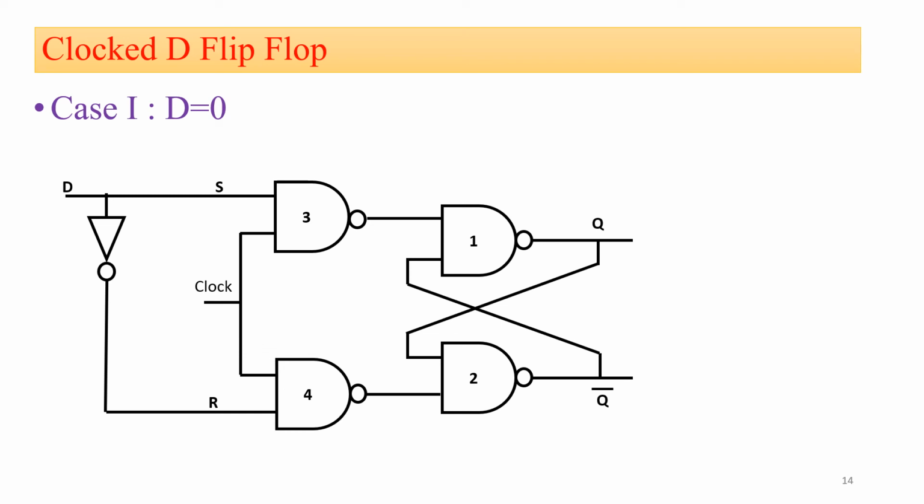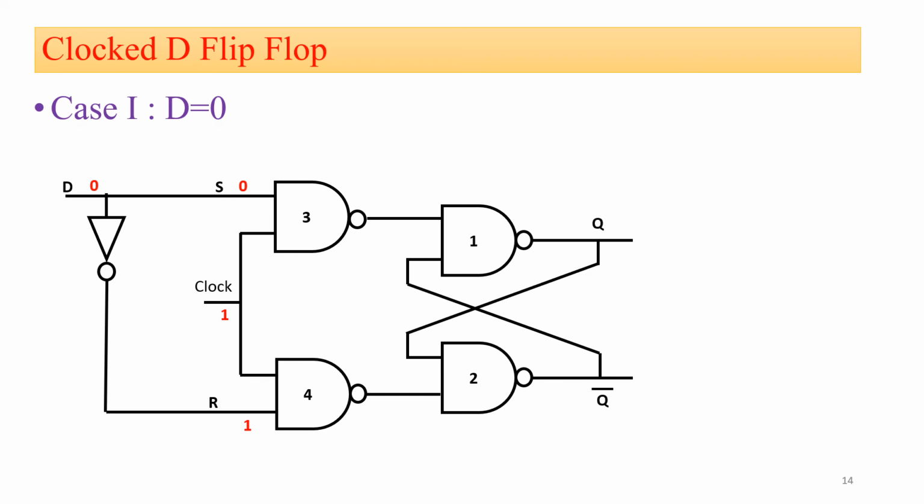Now let's check the first case, that is when D equals 0. Now when D equals 0, then your S equals 0 and R equals 1. Now why S equals 0? Because your D is directly connected to the S, and in between D and R one inverter is used. That's why the output of your inverter equals 1. That's why R equals 1. And here the clock is applied, which equals 1. Now clock equals 1 indicates the positive edge triggered clock.